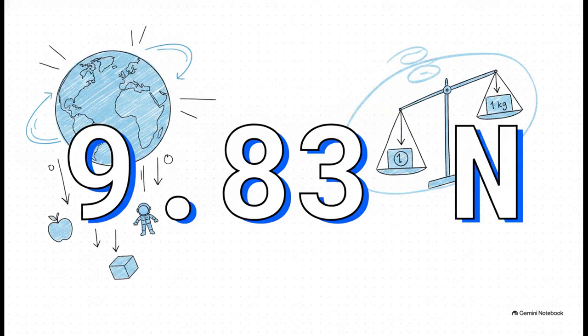Let's crunch the numbers on that. If we take Earth's enormous mass, which is roughly 6 times 10 to the 24th kilograms, and its radius of 6,380 kilometers, and we plug all that into our formula, we can precisely calculate that a standard 1 kilogram mass weighs exactly 9.83 newtons right here on the surface.